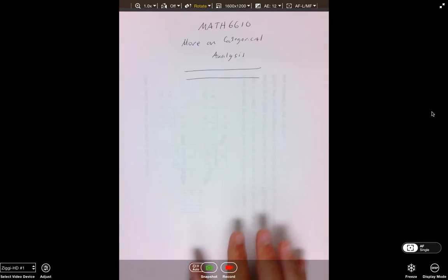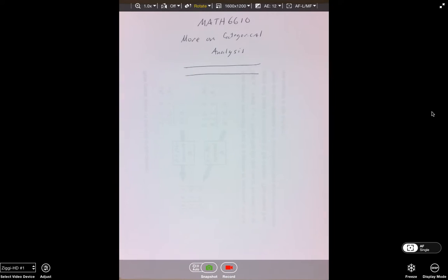All right, gang, Math 6610, more on categorical analysis. Well, I can't stress in education research how important it is to be able to understand how to handle categorical data, categorical information on students and schools and instruction and so on and so forth.